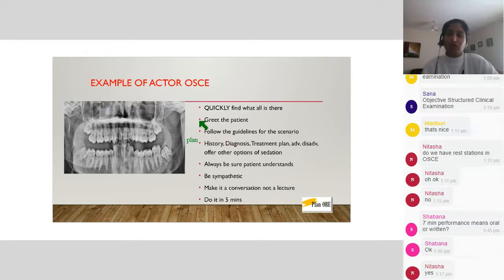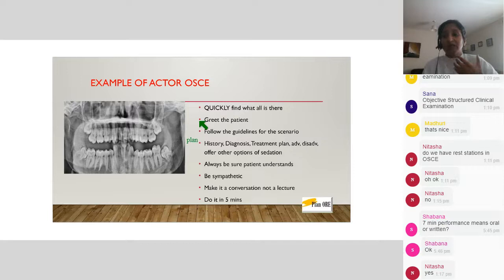Now, what are they looking for? They are looking for whether your management is correct, whether your diagnosis is correct. They are also looking for whether you're explaining it to the patient in normal layman terms, or are you using jargon. Like you may say, you have pericoronitis, and we need to remove the impacted tooth from your mouth by doing a minor oral surgery. This won't make sense to the patient, because you used so much jargon. You used impaction, pericoronitis. These words don't have any meaning for the patient. So you have to explain it as you would to someone who has no idea about dentistry.